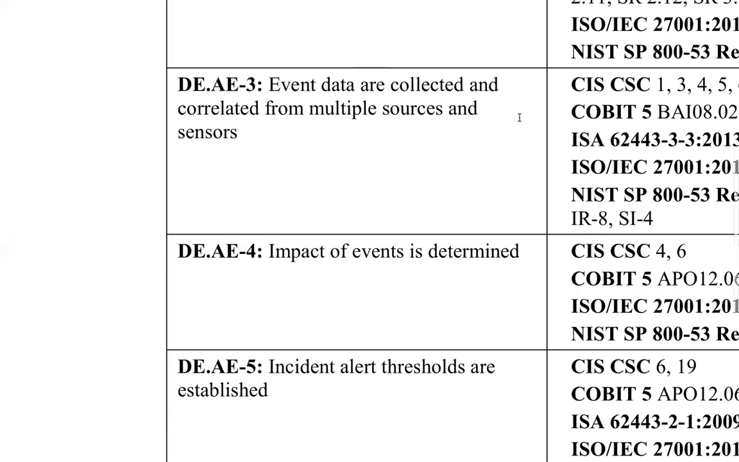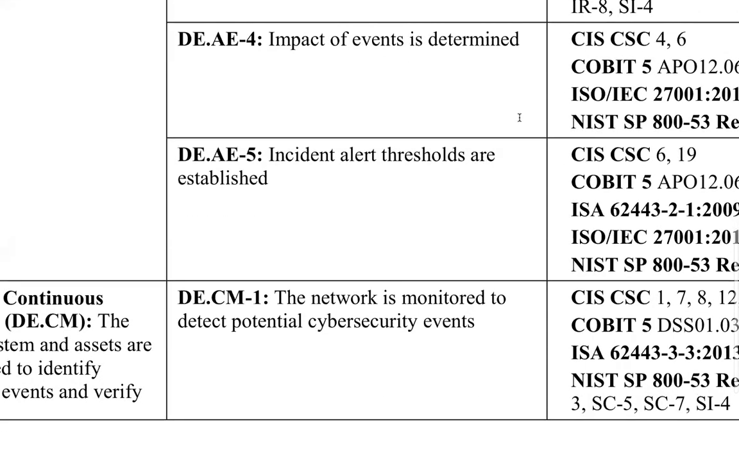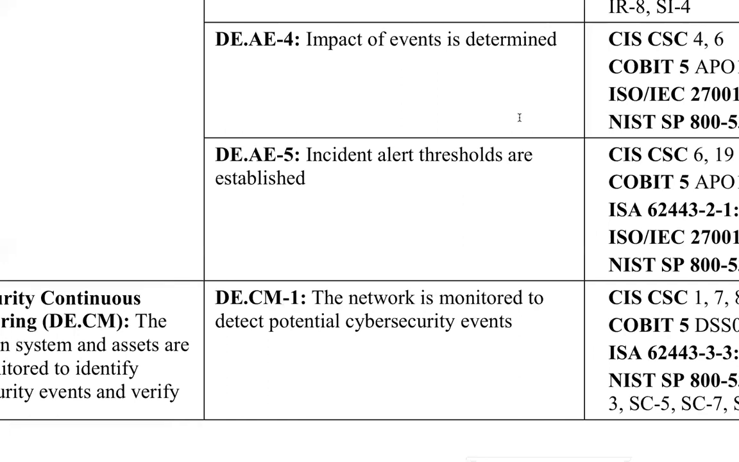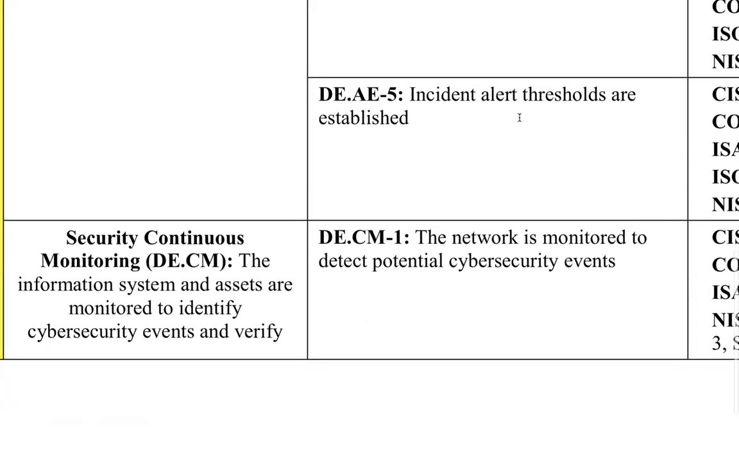Also, I like this AE-5. It's talking about incident alert thresholds. Why this is super important here is that many devices come out of the box, and they're not going to be any good out of the box typically. So you're going to have to tune that, and even if there are false positives, you have to learn how to tune those out on the network. All right, now we're going to get to the security continuous monitoring piece.